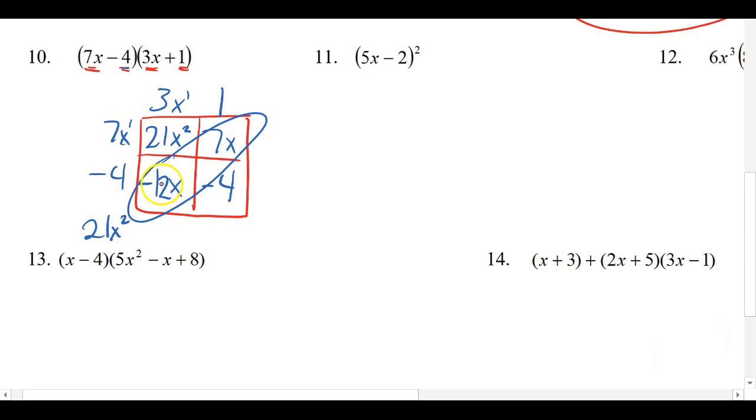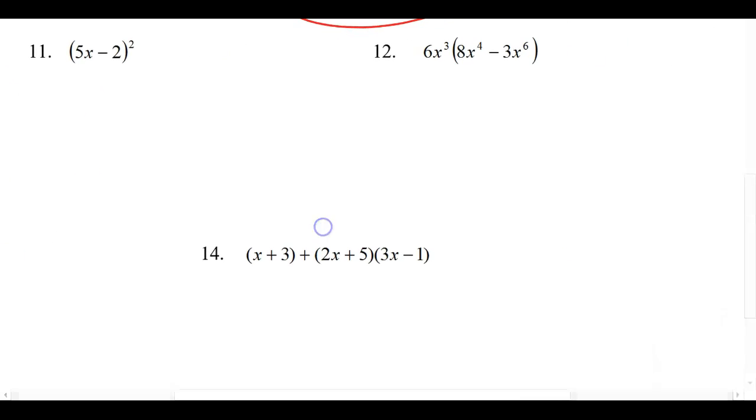So now we do negative 12x plus 7x. Well, that's negative 5x, so minus 5x. And then our last term is negative 4. And there's our result, or our solution, or our expression.